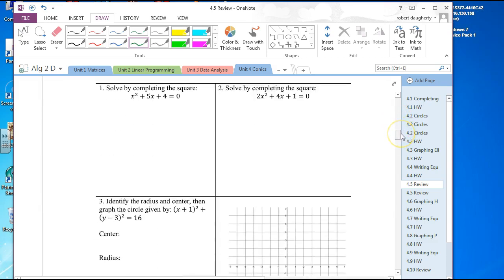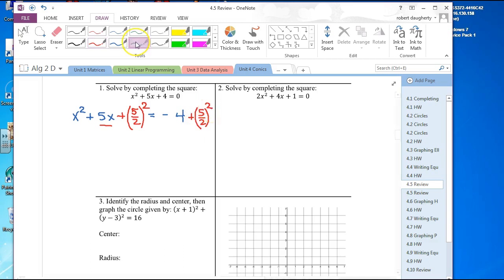So let's just take an example. Solve by completing the square. Okay, so this is x squared plus 5x equals negative 4, okay? In order to complete the square, you look at this term right here, the 5x. So I need to add 5 halves squared. So if I add that to the left of the equation, I must also add that to the right.